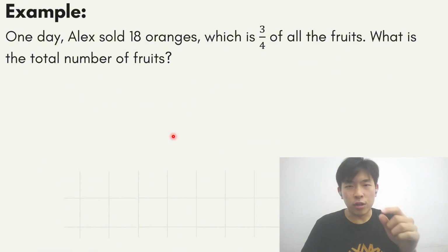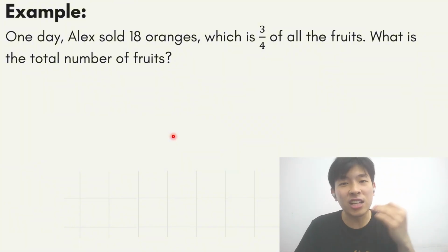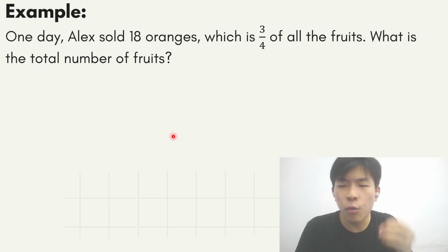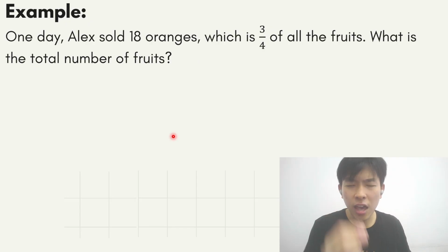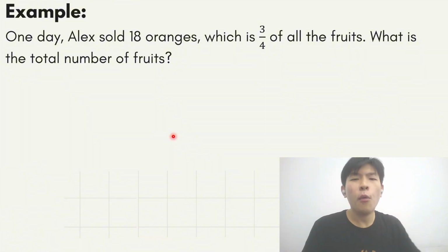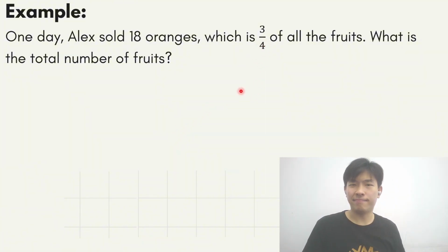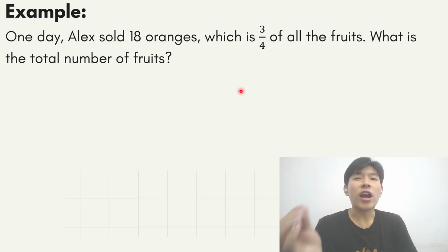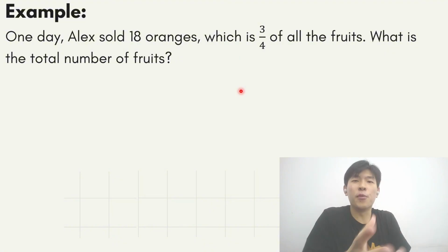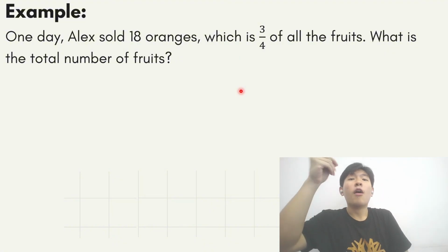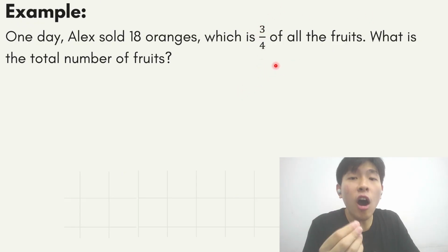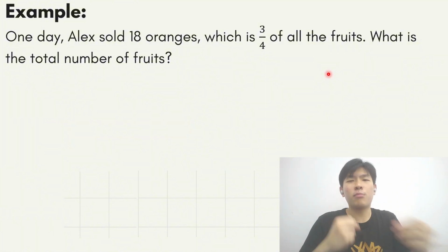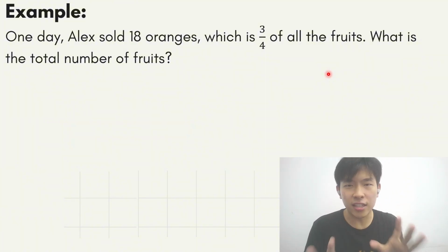Amazing. Next, we're going to look at another example. One day, Alex sold 18 oranges, which is 3 over 4 of all the fruits. What is the total number of fruits here? Again, how do I find my whole here? What does this 4 represent? Is it the 18 oranges? How do I find the whole again? The thing right after the fraction will be my whole. So this question is 3 over 4 of my whole. My whole should be all the fruits, not the 18 oranges.